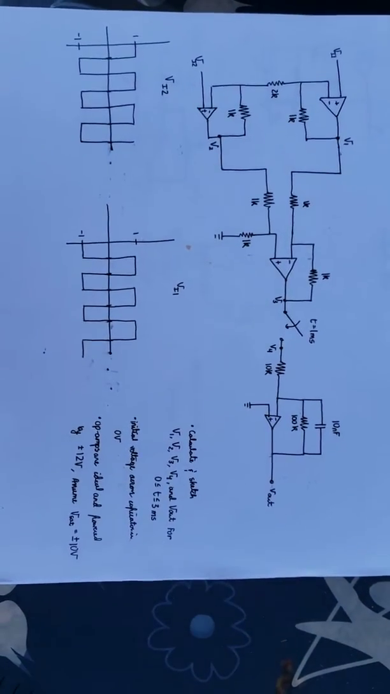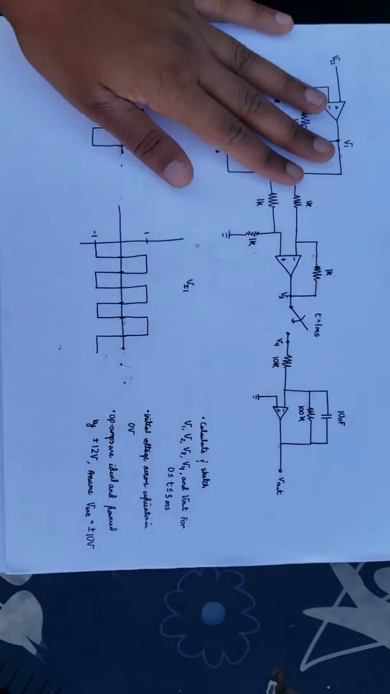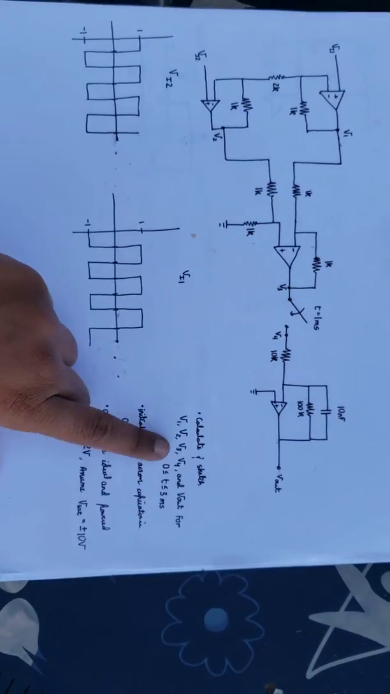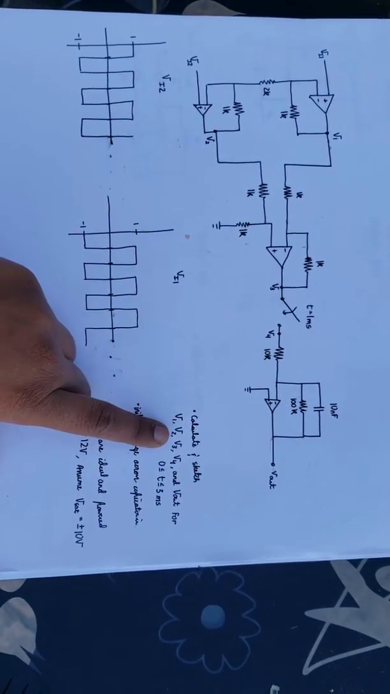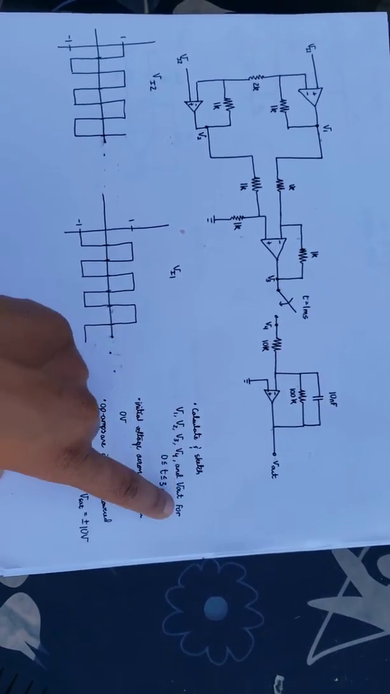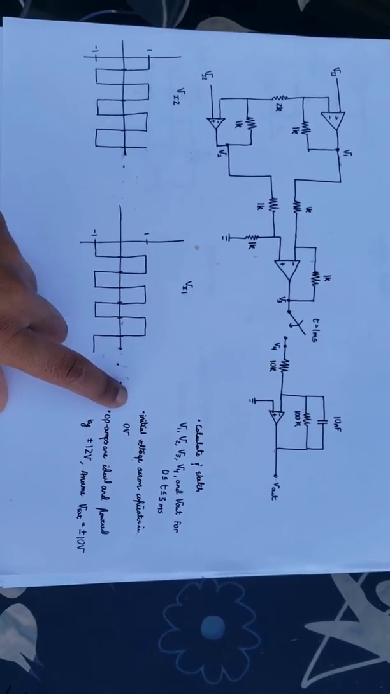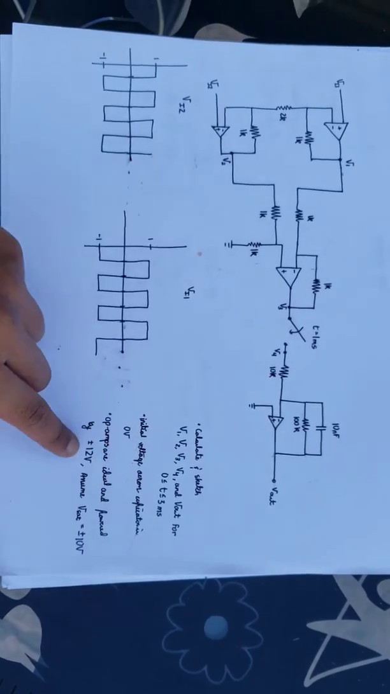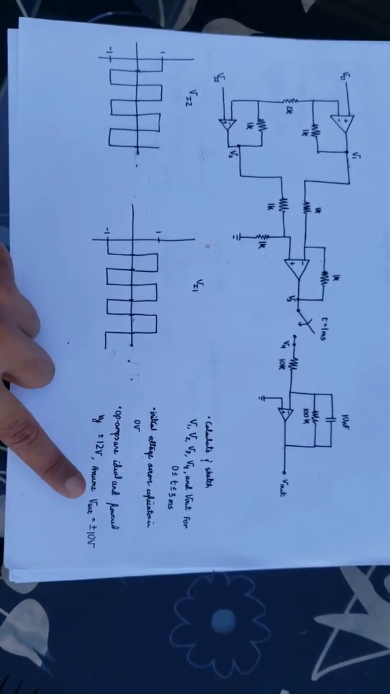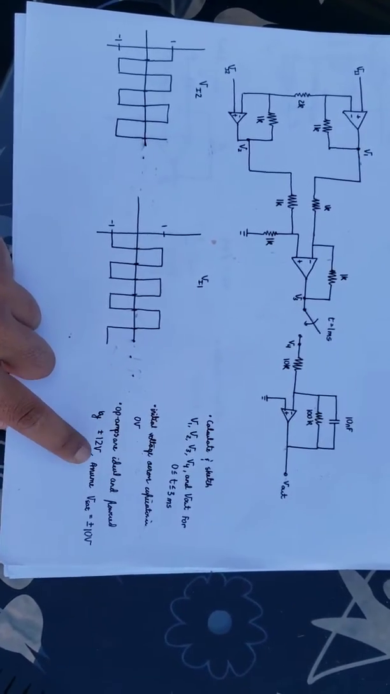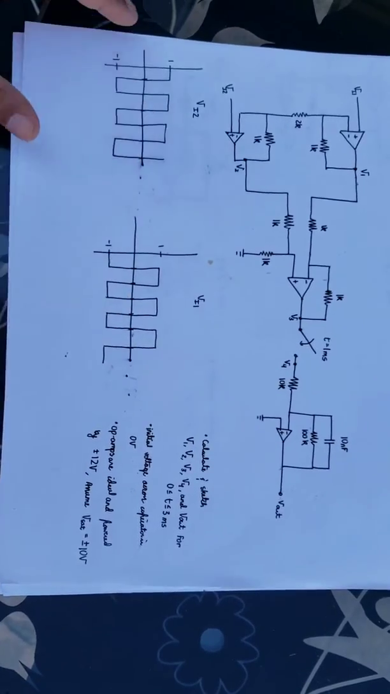Hello everybody, today we are going to be discussing this circuit over here. We're going to calculate and sketch the values for V1, V2, V3, V4, and Vout for t equals 0 to 3 milliseconds. Our initial voltage across our capacitor will be 0 volts, and our op-amps are ideal and will be powered by 12 volts, and we can assume that V saturation is 10 volts.